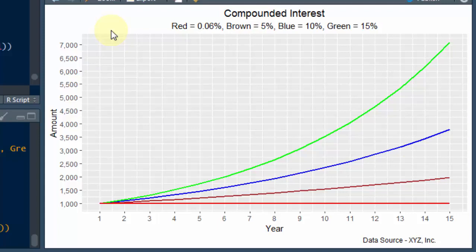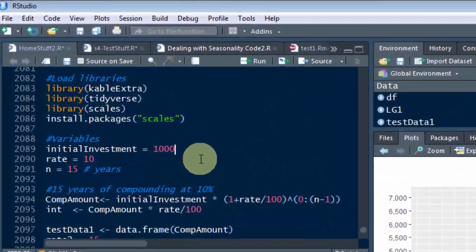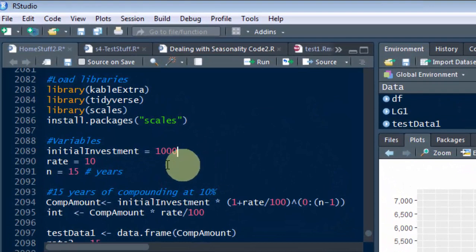The actual national average right now for having your money in a bank account, if they even pay you interest, is 0.06%, not even 1%. That's horrific, horrible, okay? So now, we're going to solve all of this in R and data science. So let's start this off.